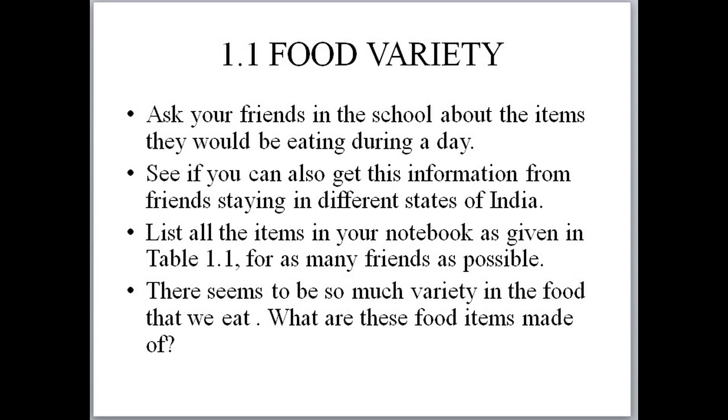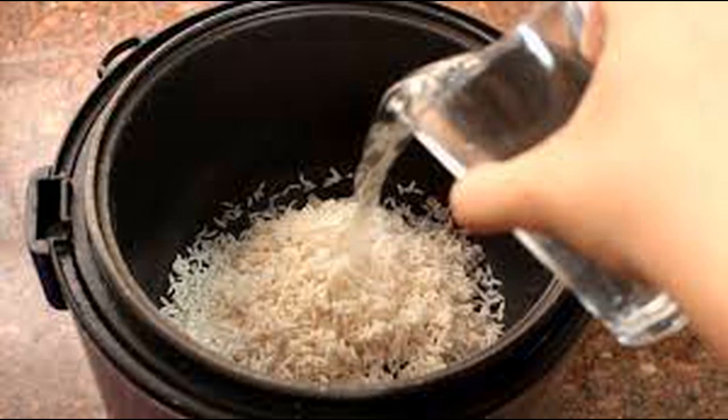See, let's look at this picture. Rice cooked at home. We take raw rice and boil it in water. Just two ingredients are needed to prepare the dish of boiled rice. On the other hand, some food items are made with many ingredients. To prepare a vegetable curry, we need different kinds of vegetables, salt, spice, oil, and so on.